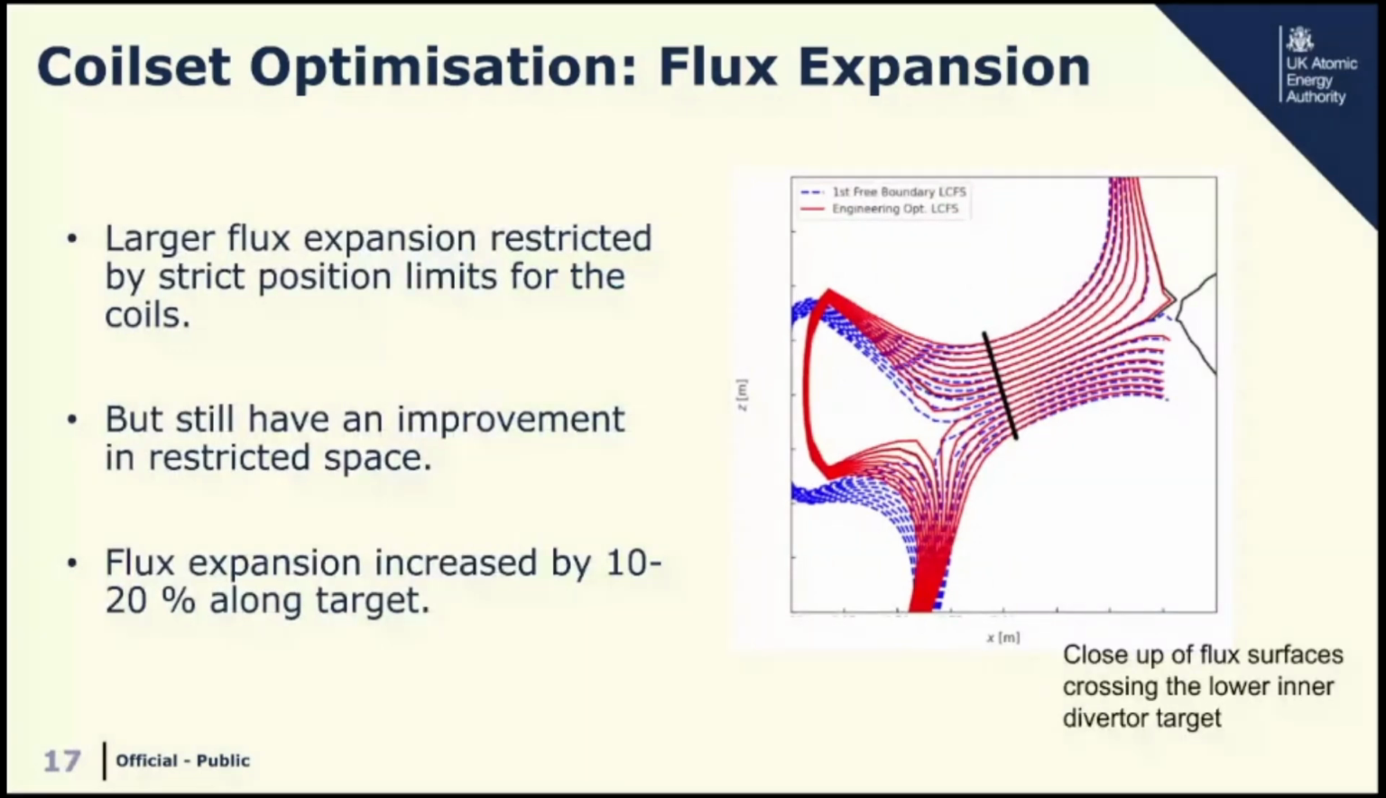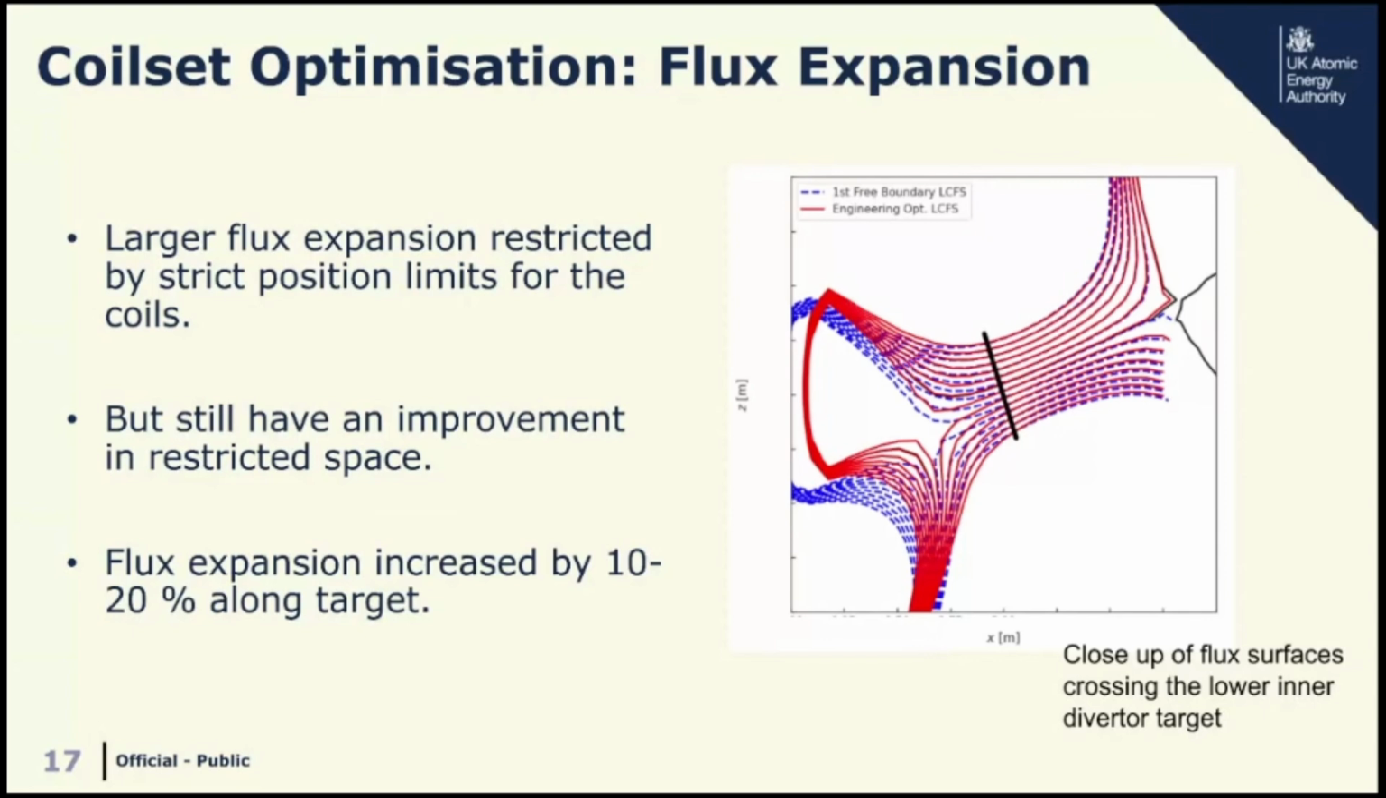So you can see that we do get some flux expansion. The blue shows the input and the red shows after optimization. We are restricted though by the position limits for the coils, but we do get an increase in flux expansion of 10 to 20% along the target, which is not bad considering how tight that space is.